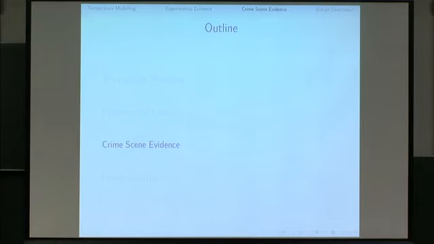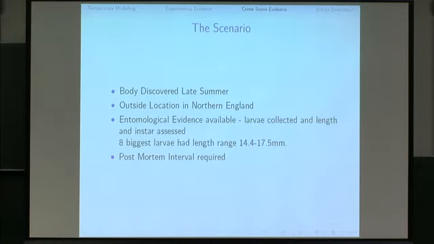So what do we see at the crime scene? Well, the particular case that we looked at was a body discovered in late summer in northern England. It had been outside. There was quite a lot of evidence that it hadn't been moved, so it was in a fixed location, and therefore the fluctuations in the temperature were assumed to be related to the outside.